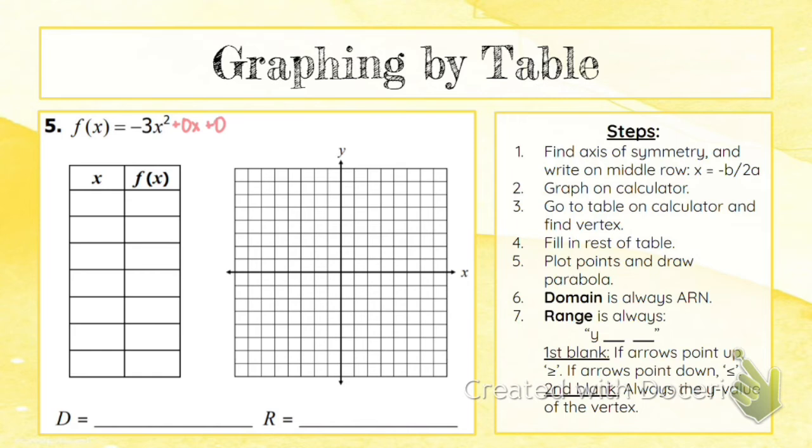All right, so our axis of symmetry, this is A, B, and C, is x equals negative b divided by 2a. So b is 0. We have negative 0 divided by 2 times negative 3. That's just going to equal 0. So we're going to put that in the middle row of our table. Did that. Now we're going to graph it on the calculator.